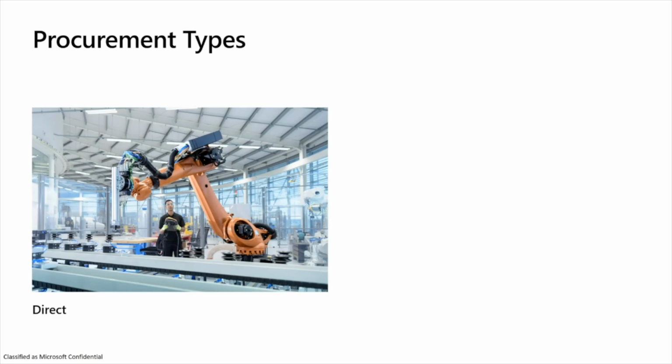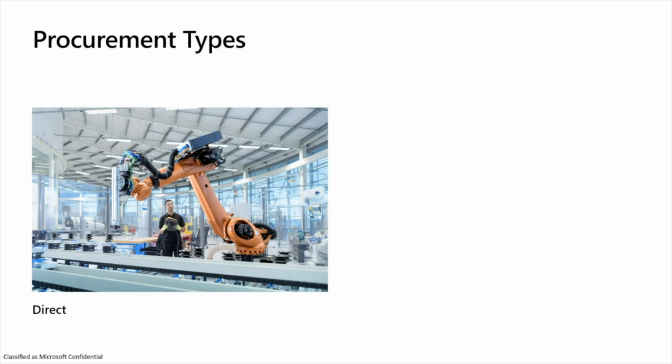Moving on, let's talk about the two procurement types. Direct procurement, also known as goods or production procurement, involves the acquisition of materials, components, or goods that are directly incorporated into the production or sold to a customer.